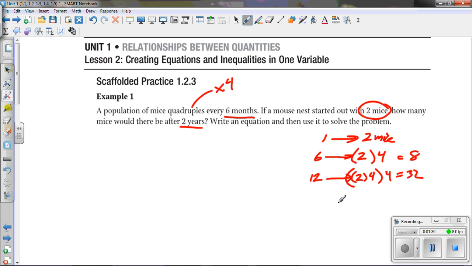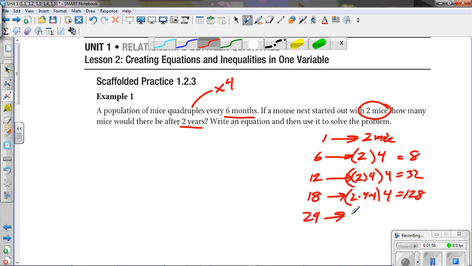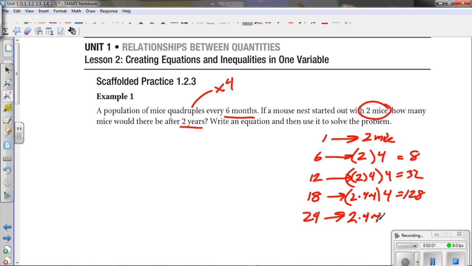Okay. Then another 6 months go by, and now we have 18 months. So now I have this 2 times 4 times 4, 32 number, and then we quadruple that. So 32 times 4 is going to be 128. And then 6 more months go by, now at 24 months. Let me write this out here: 2 mice, so we times it by 4, times it by 4, times it by 4, 3 times, and we take that number and we multiply by 4 again. So we take 128 mice, we quadruple it, and we're at 512 mice.